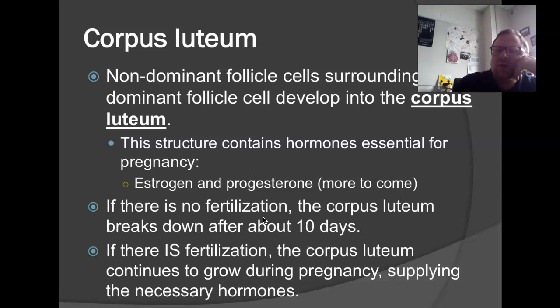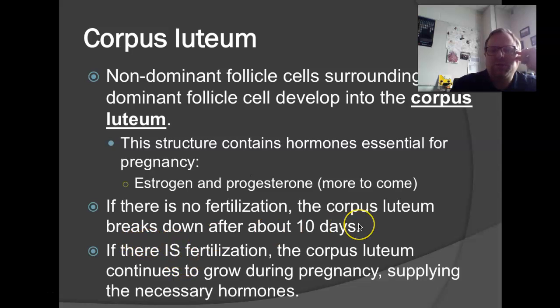So just to take a second to talk about the corpus luteum and what it does, because it is associated with hormones. And I'm not going to talk about hormones in B2. We will get to talking about hormones in B3 when we work on the menstrual cycle. So the corpus luteum, basically any non-dominant follicle cells surrounding the dominant follicle will develop into the corpus luteum after the ovum has been released. And this structure contains hormones that are essential for pregnancy, particularly estrogen and progesterone, which will be released throughout pregnancy, and we'll talk in B3 about what those hormones actually do.